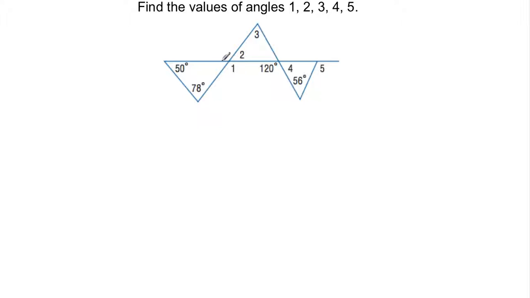Well, if I wanted to find angle 1, you can think about it this way. You could just find out this remaining interior angle and just subtract that from 180 to get angle 1. But that's two steps. We can solve for the measure of angle 1 in one step. The measure of angle 1 is equal to 50 plus 78. That's that exterior angle theorem. So the measure of angle 1 is equal to 128.